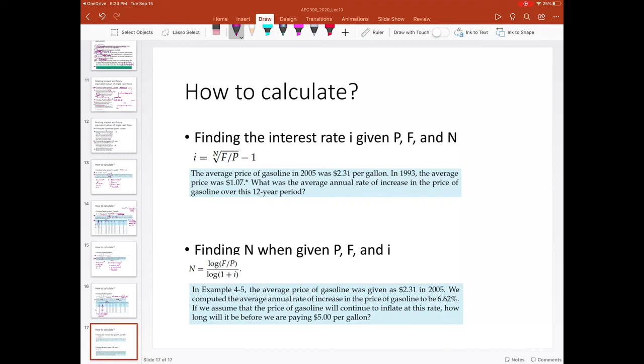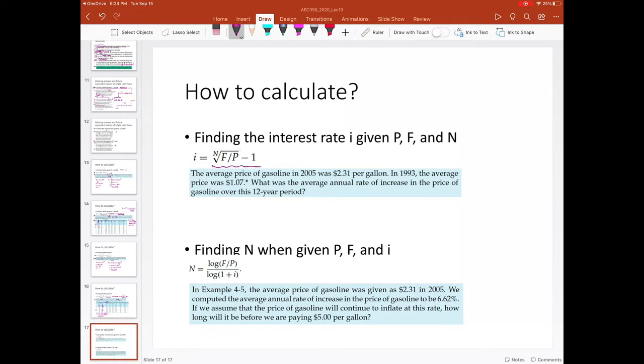We can also calculate the I and the N, okay? And here, unfortunately, we cannot use the table method. We can only use the equations, okay? So to find out the I, this is the equation to use. It's a little bit complicated. Let's use that for this example very quickly.